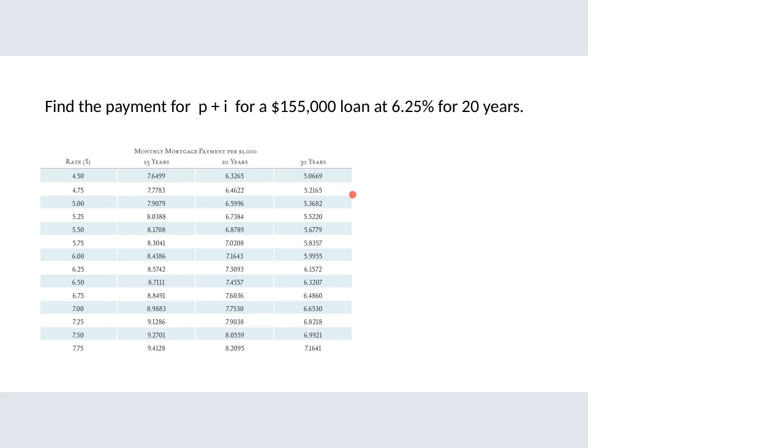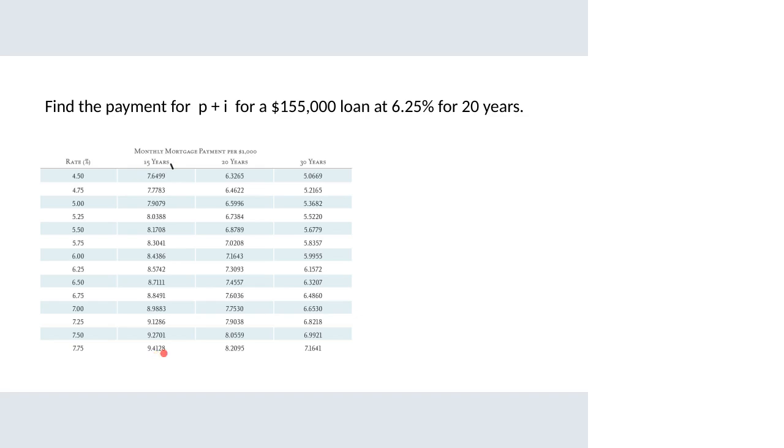So here's what an amortization table looks like. What we've got is, in the left-hand column, the interest rate. They go from 4.5 up to 7.75 in this particular table. And over here we have how long is the loan? Is it 15 years? Is it 20 years? Is it 30 years? Your standard mortgage is a 30-year loan, but you can go shorter if you want to. Your payment will be higher, but you'll pay off the loan sooner. So there are advantages to having a shorter loan period.